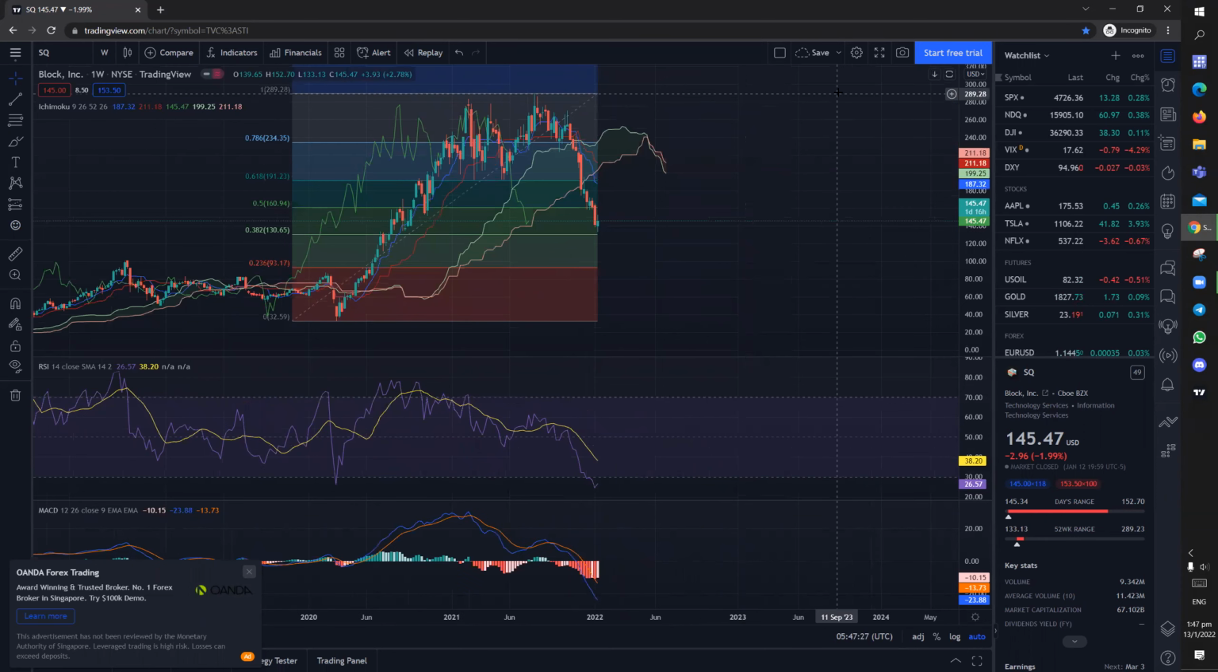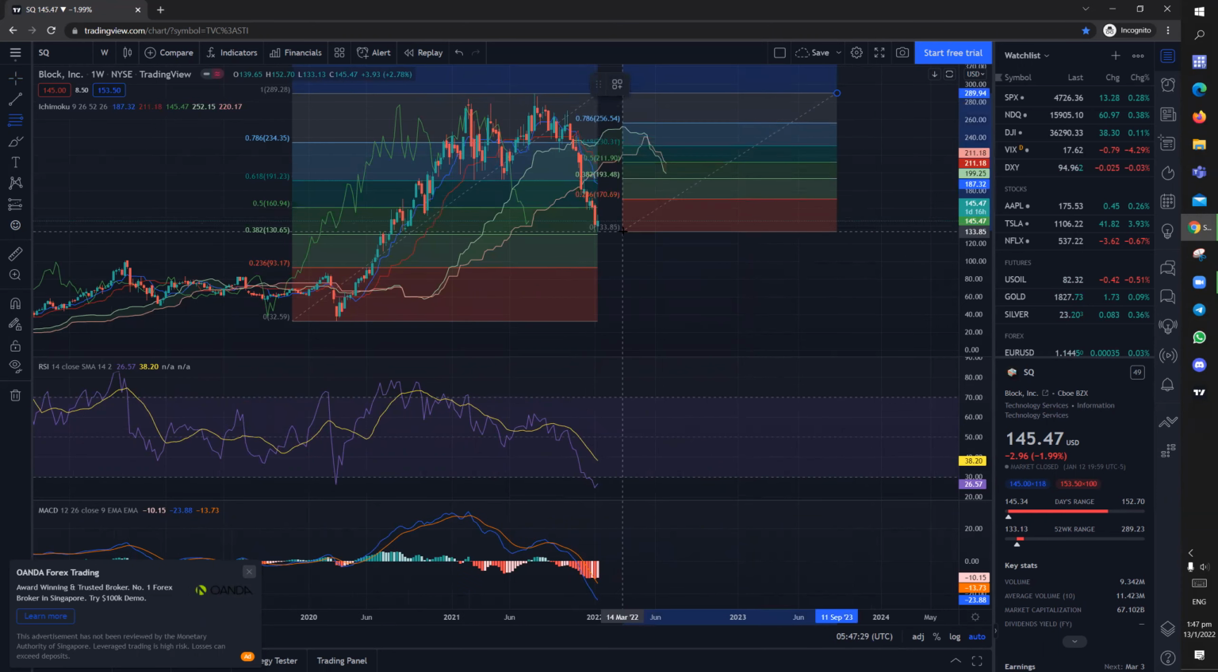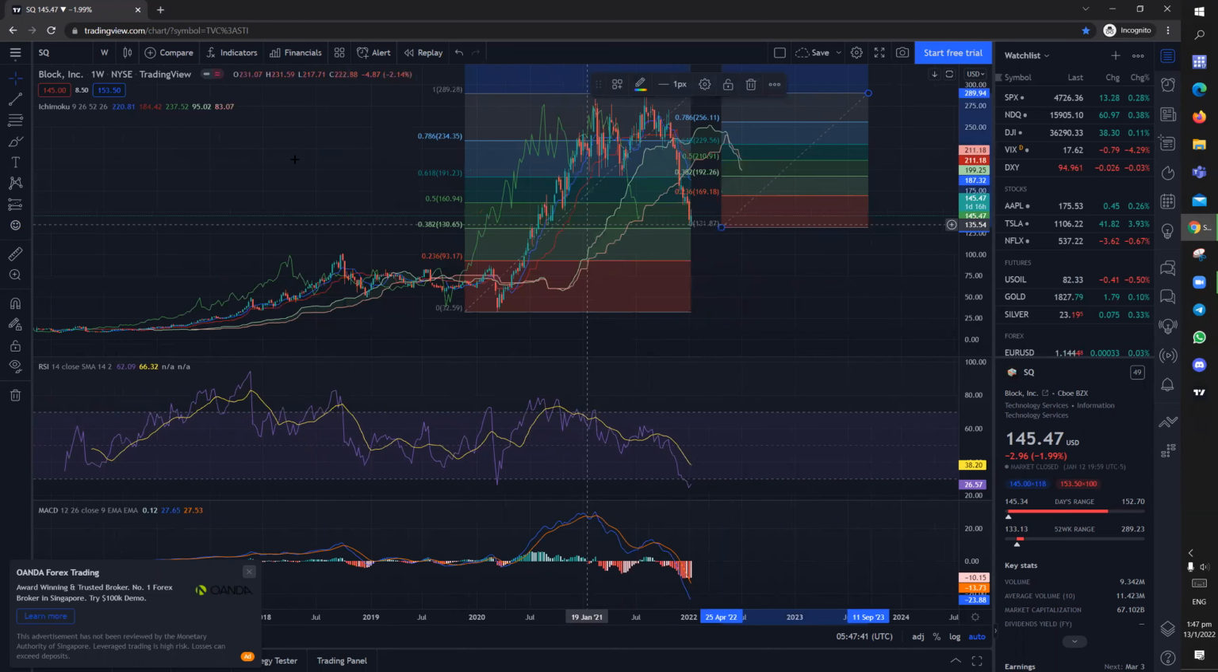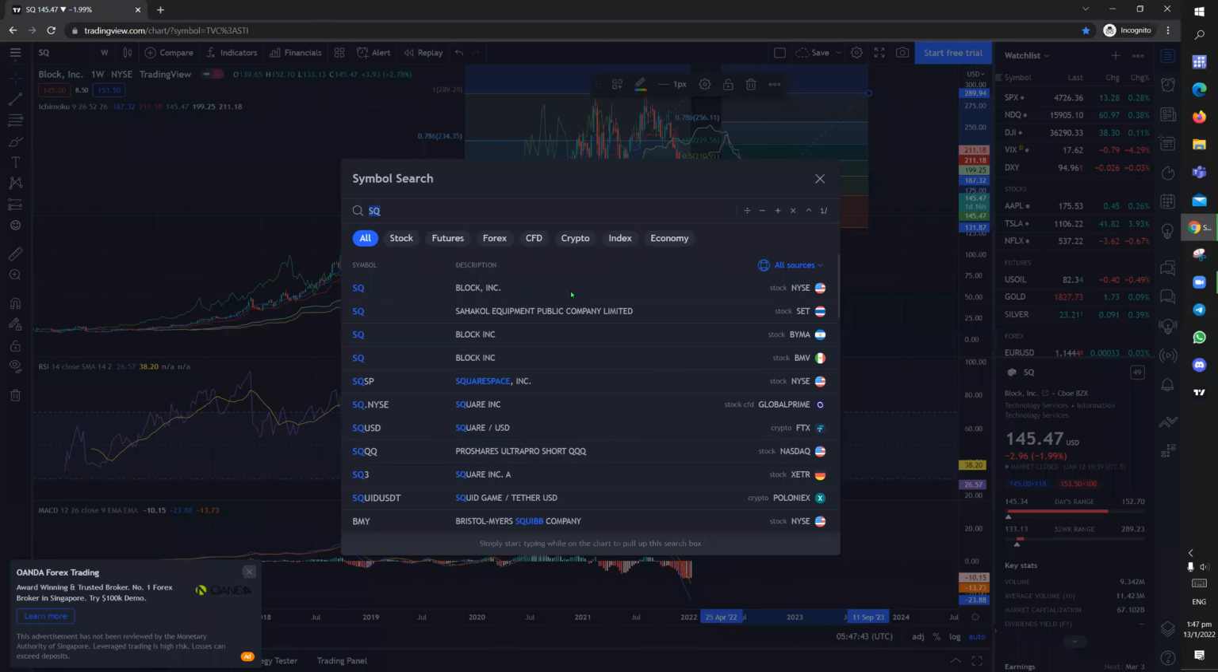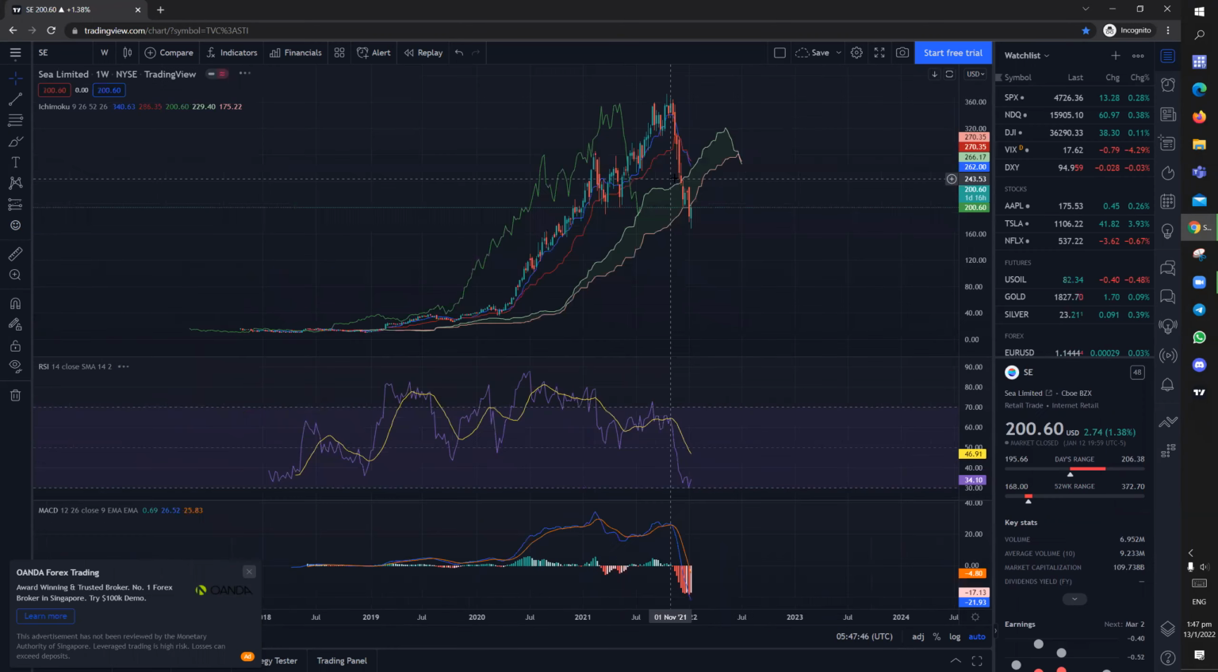Then the next resistance will definitely be 170, which is about $20 to $25 away. And that's where you can consider taking some profits. Okay, next we will be talking about C Limited, which I actually talked about in my last video.